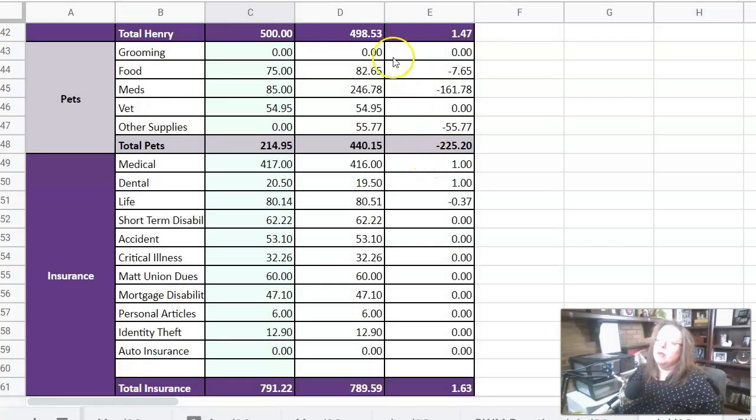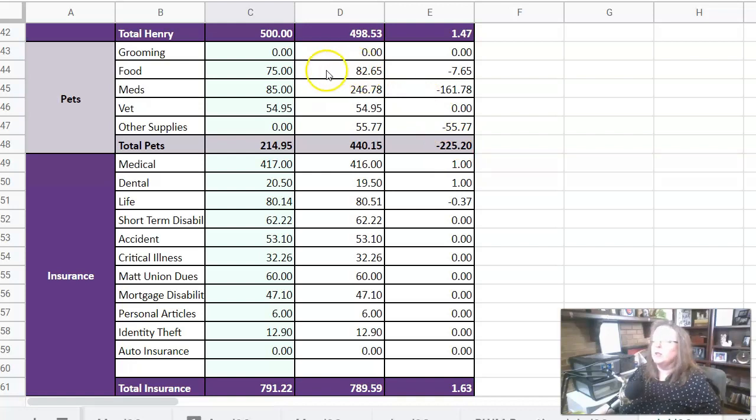In pets, we didn't have anything for grooming. We had 82 for food, 246 for meds, 54 for the vet, and then 55 for other supplies. So we were at 440, which was 225 over what we planned. Now let's talk about that.